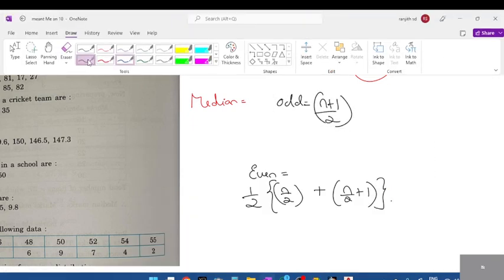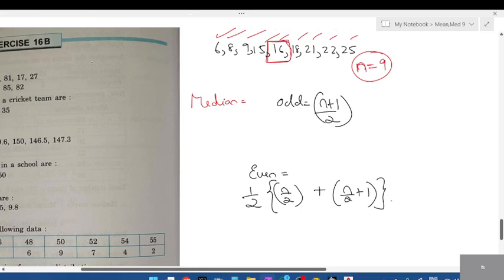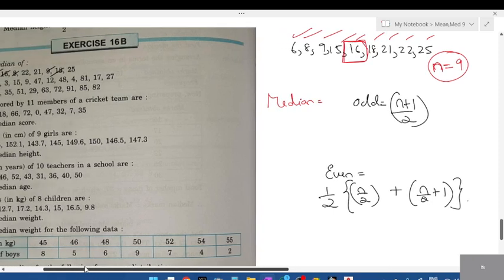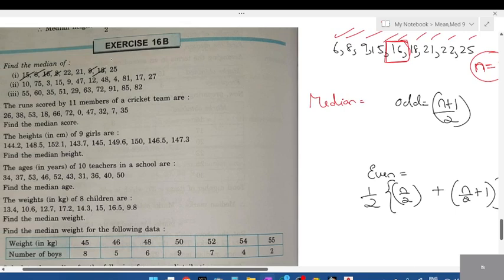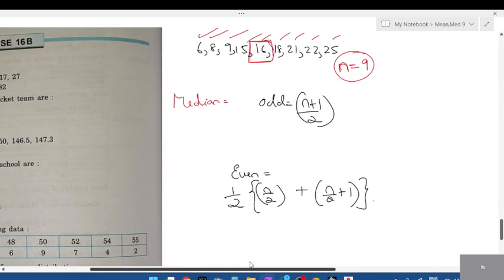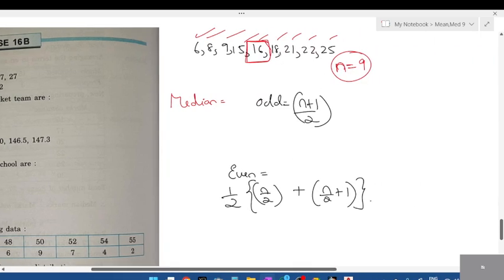Look, we have started the median chapter. Next is median. In median, what you're supposed to do is first arrange all the numbers. Can you see the numbers? First you arrange them, then you have to count. When you count, what is n value? How many numbers are there? 9. Is 9 even or odd? So for odd, we have a formula: n plus 1. And for even, we have a formula. Take down the formula.